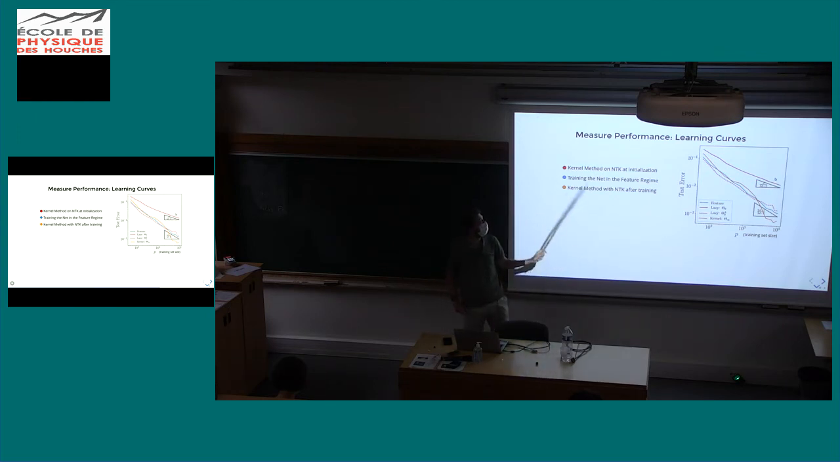We look at this when training a kernel method on the neural tangent kernel at initialization, when training the network, and when training a kernel method with the NTK after training. We see that the curve for the NTK at initialization is the highest one, so it reaches a higher test error than the other two, and the network performs better in this case. It reaches lower test errors overall, and the curve has a larger slope. But the thing we were interested in is the performance.